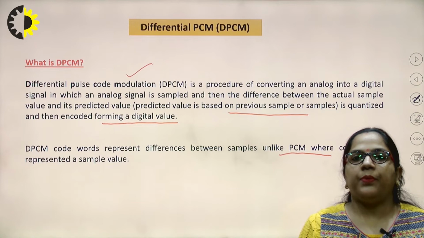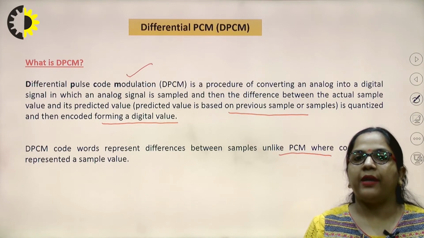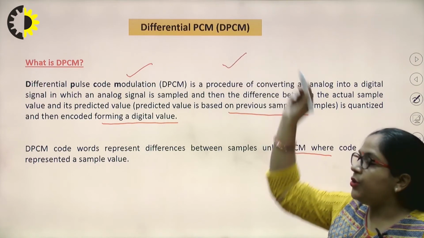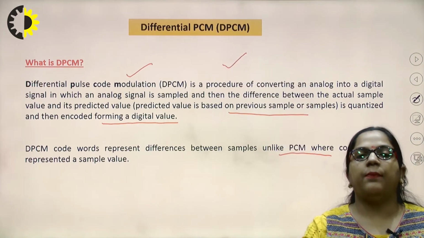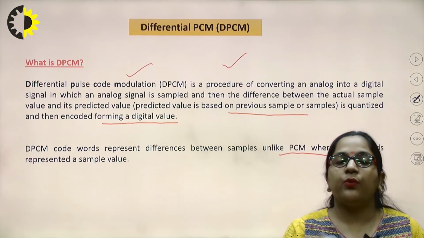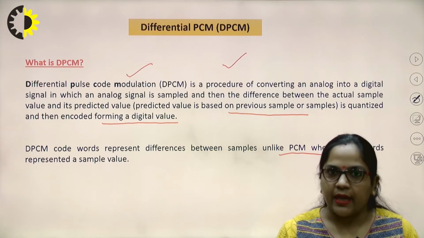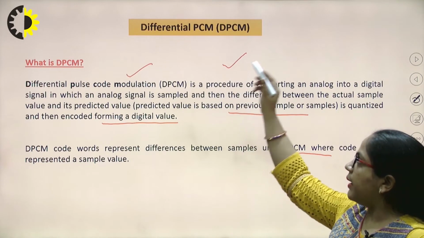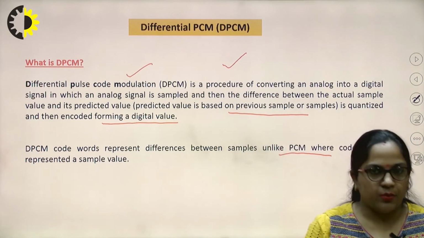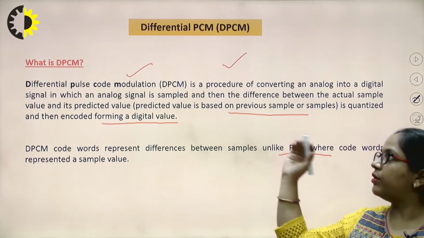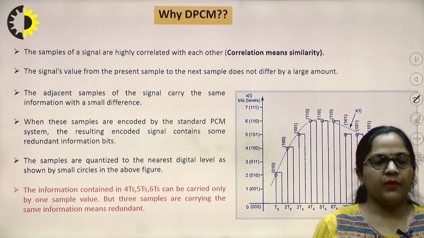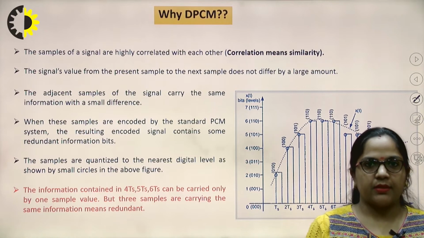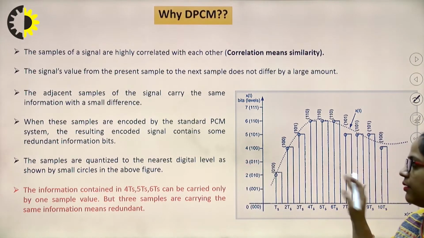This will help us in reducing the bandwidth requirement. So basically DPCM is used to reduce the bandwidth requirement. The bandwidth requirement of PCM is very high. So to deal with this problem, we can use differential pulse code modulation. So let us understand about the DPCM in detail. We have seen why we require DPCM. Let us discuss with the help of this graph also.